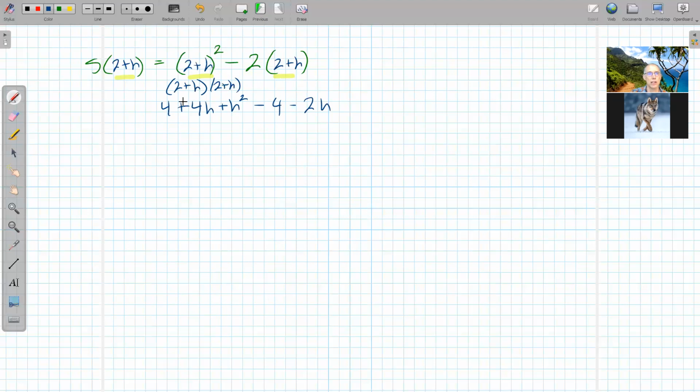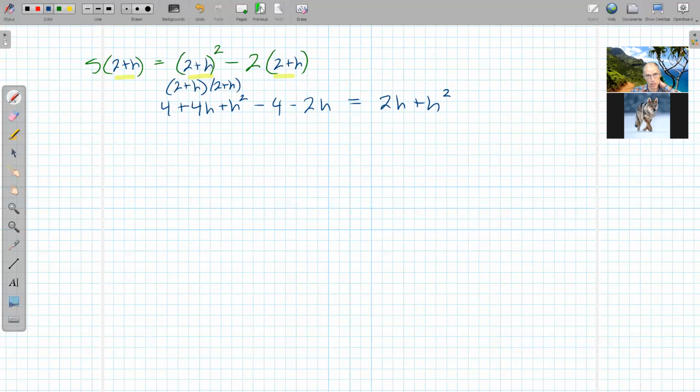And I think that looks okay. So then finishing that up, what do we get? The 4's subtract themselves out of existence. That's kind of nice. Then we have 4h minus 2h. So we have 2h plus h squared, which you can reverse the order if you wish, but that's fine.